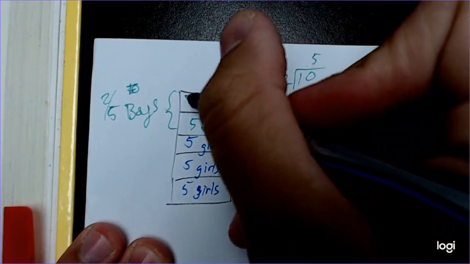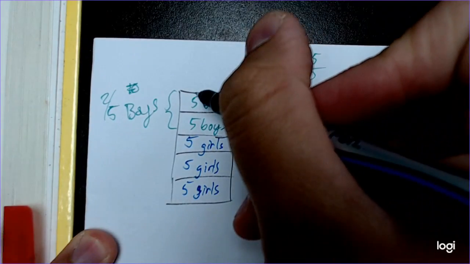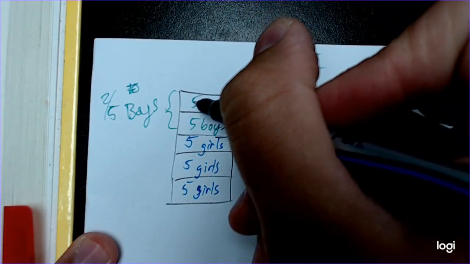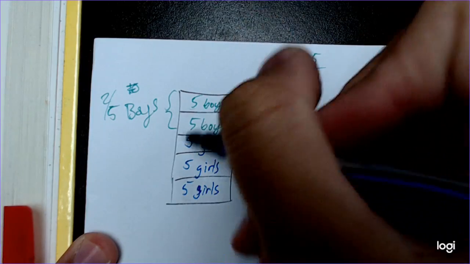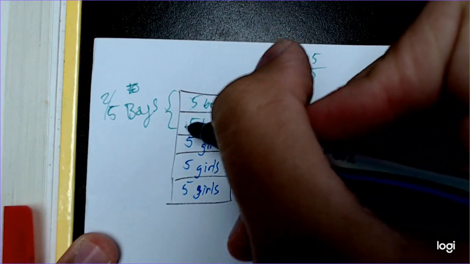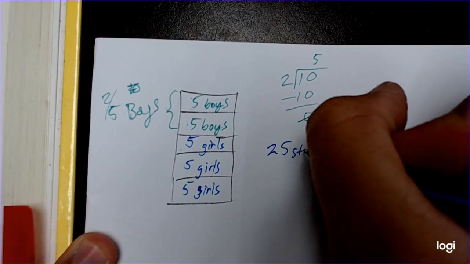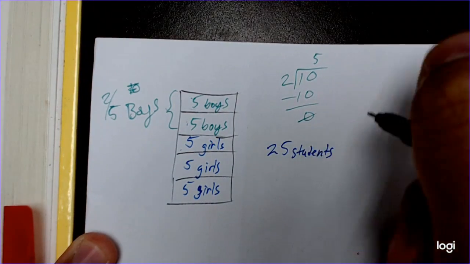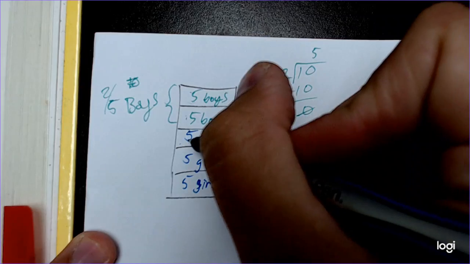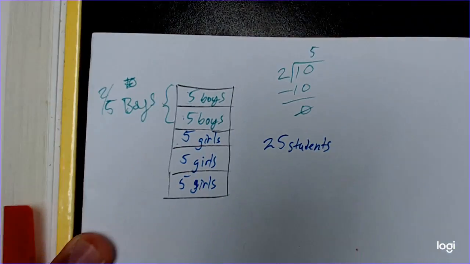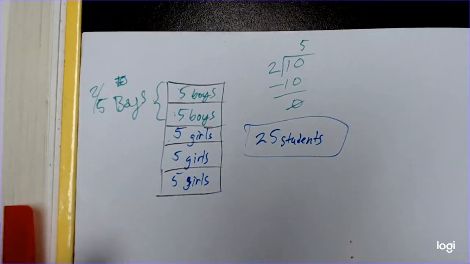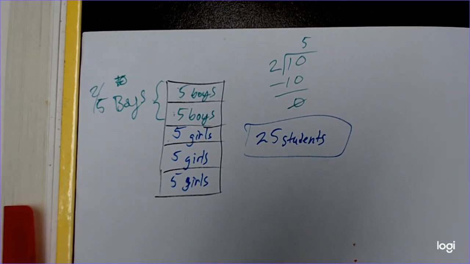So once I can figure out the individual piece, all I have to do is just add up the total or multiply one number by the total number of blocks. So 5 times 1, 2, 3, 4, 5. So 5 times 5 would give me 25. There are 25 students total. And I can also see that through addition. 5 plus 5 is 10, plus 5 is 15, plus 5 is 20, plus 5 is 25. So the total is 25 students. That's how we find a whole when a fraction is known.